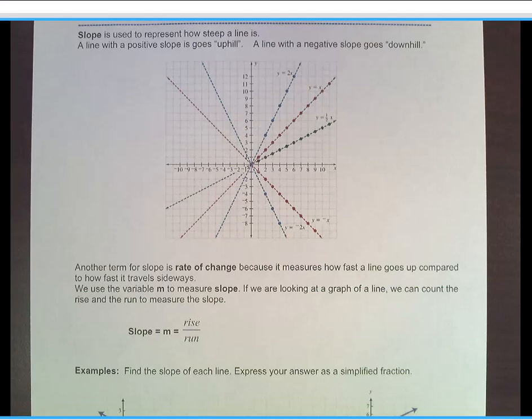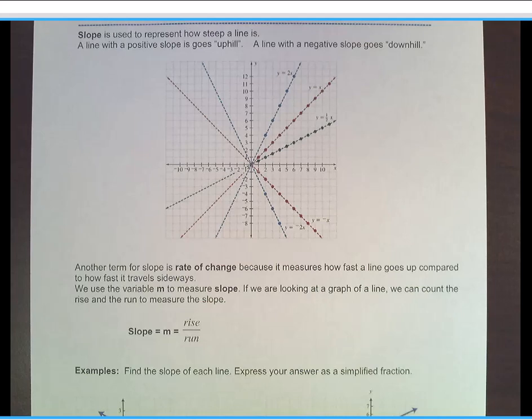Now we need to talk about slope. So if we are going to be graphing lines, and we are going to stick with linear equations, meaning straight lines only, we do have to talk about slope. Slope is a number that we use to represent how steep a line is. Is it really, really steep, or is it pretty flat? Slope will tell us that.